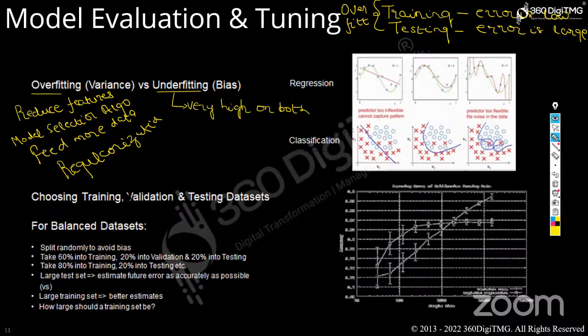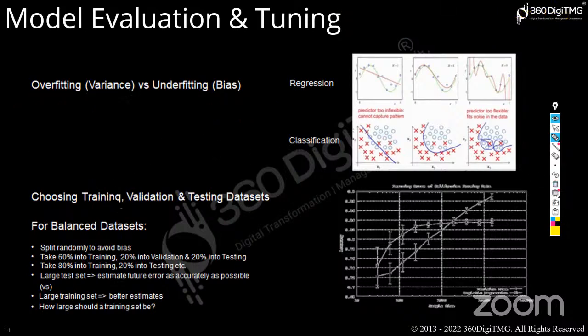A few other things that I would like to tell you. Coming back to a balanced data set, we have been discussing choosing your training data set. Whenever we have a data set, we are going to split it into training, validation, and testing data sets. But how should we split that? Split randomly to avoid bias.